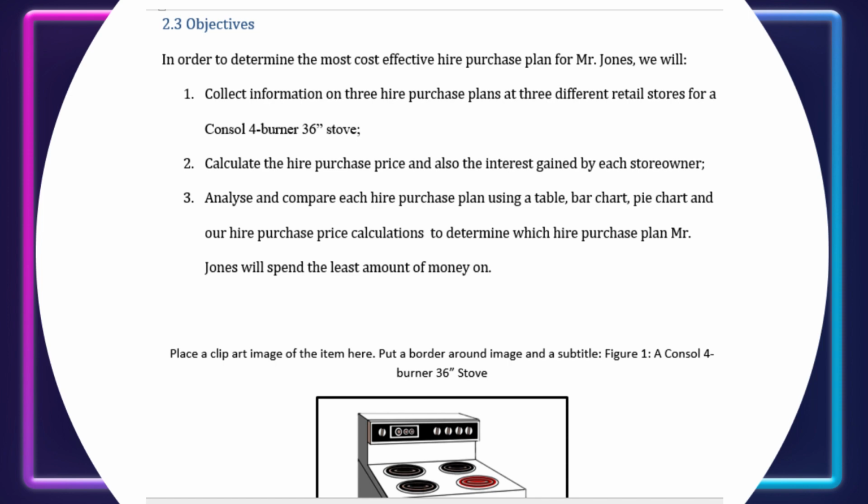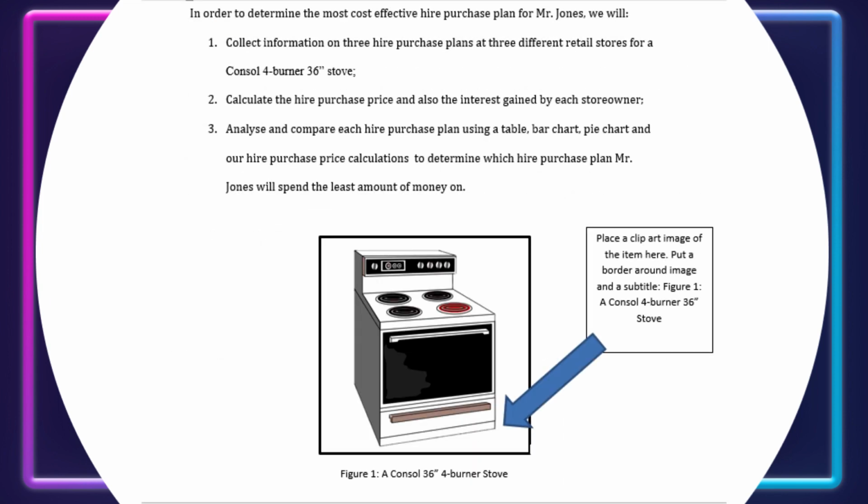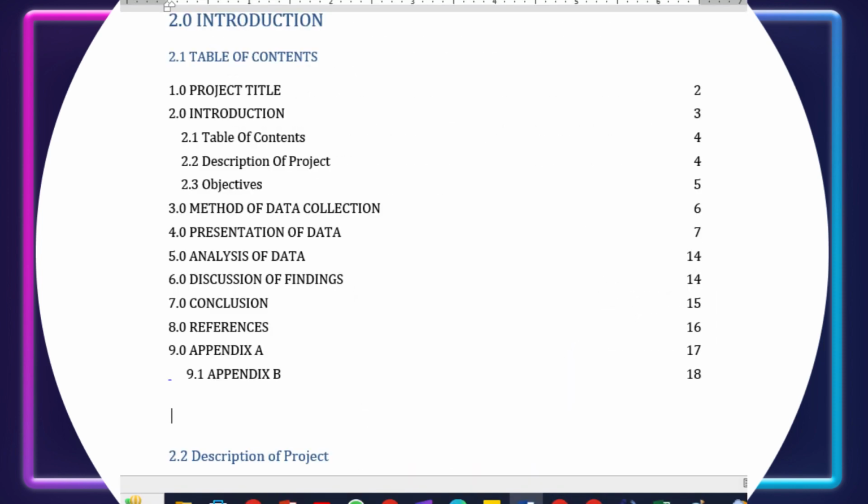Here you can also include an image of the appliance. Be sure to put a label for it. Example: Figure 1 showing a console stove. It is important to remember that the table of contents should be placed after the heading Introduction, but before the description. You can also lose that 1 mark for the table of contents if you do not place it correctly.